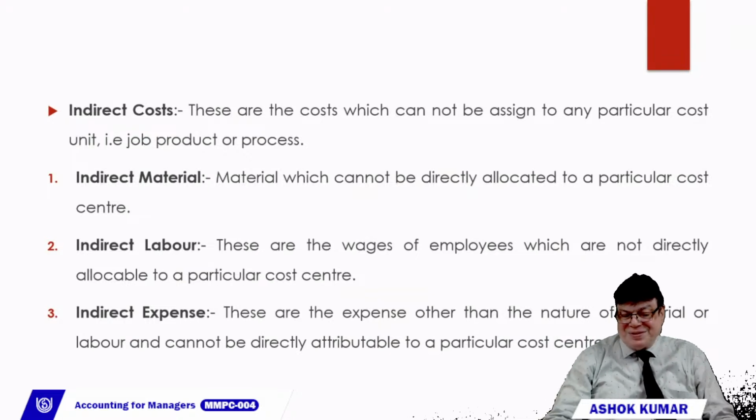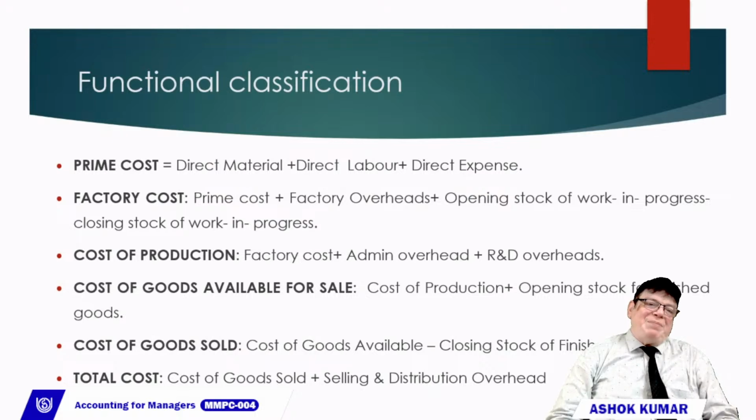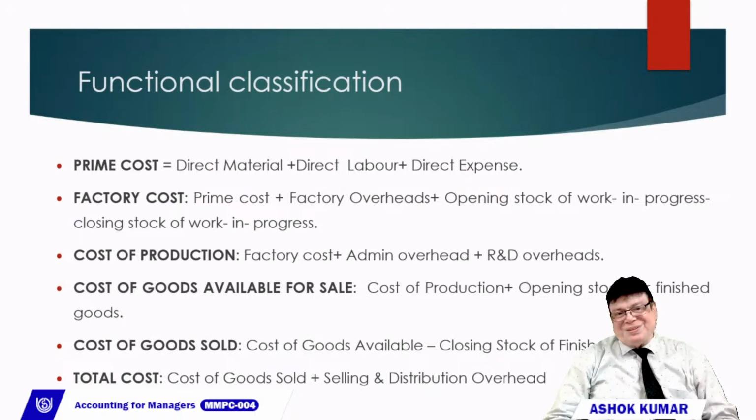Say sales expenses. Now, next is functional classification. What do we mean by prime cost? Prime cost is direct material cost plus direct labor cost plus direct expense cost. This cost will tell us how much amount is incurred for manufacturing so many units, the final result. Suppose 1000 units we have produced. So this much amount is incurred for producing these final goods.